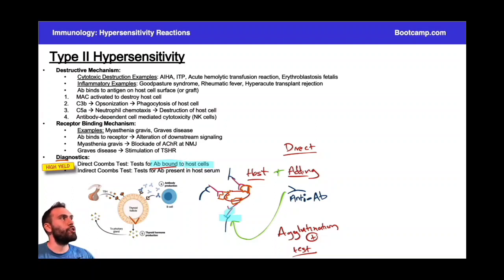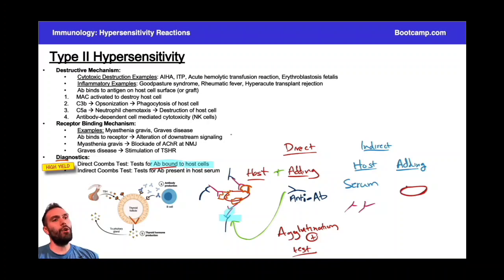What does the host have, right? What's in the host sample and what are we adding? So for the host, we're just going to add the host's serum. And the idea here is if the host has antibodies in their serum, we can add red blood cells potentially with some antigen to see if the host's antibodies will bind to that antigen.